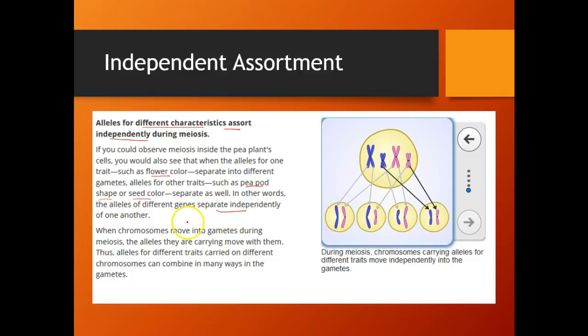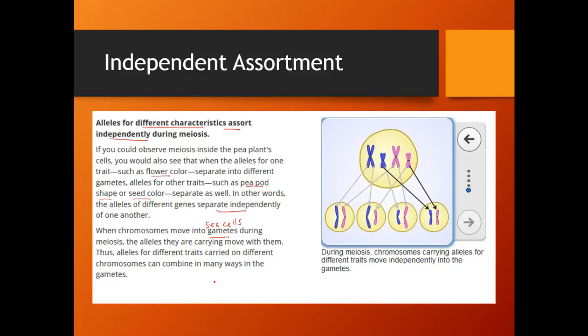For example, just because a pea plant has purple flowers, that doesn't determine what the pea pod shape or the seed color would be. All of these different genes separate independently of one another, and that's the concept of independent assortment. So when chromosomes move into gametes, or into those sex cells, during meiosis, the alleles they are carrying move with them.